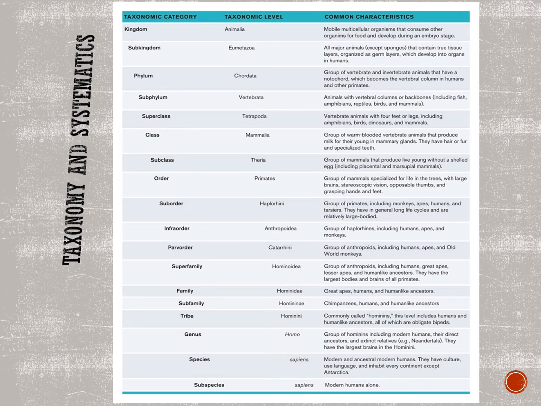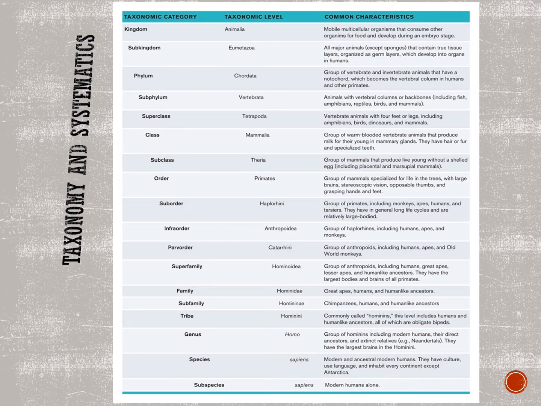Then we have tribe, which we call hominini or sometimes hominins. So that's kind of our slang. And that's got the humans, the human-like ancestors, anybody who's an obligate biped, anybody who walks on 2 legs pretty much exclusively except during certain periods of our life. And then we're genus Homo, which is, again, modern humans, their direct ancestors, and the extinct relatives, because there are other human-like ancestors that are not in the genus Homo.